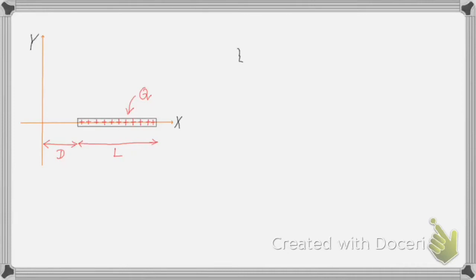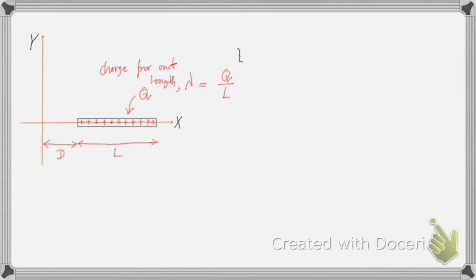Okay, so compared to the length of the rod, assume the diameter of the rod is very small. So this is basically a very thin rod. So the amount of charge per unit length equals Q divided by L. I'm going to use lambda to represent the charge per unit length. Charge per unit length, lambda equals Q divided by L.